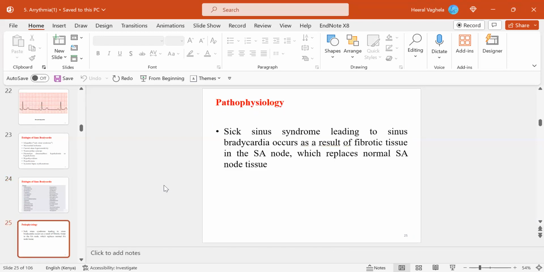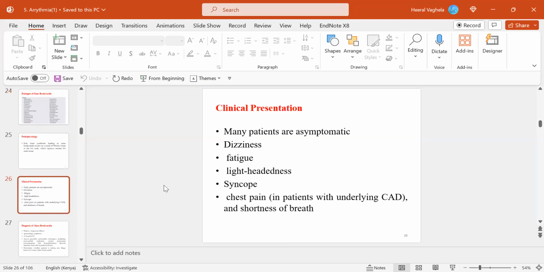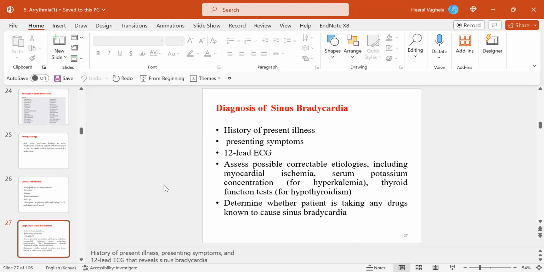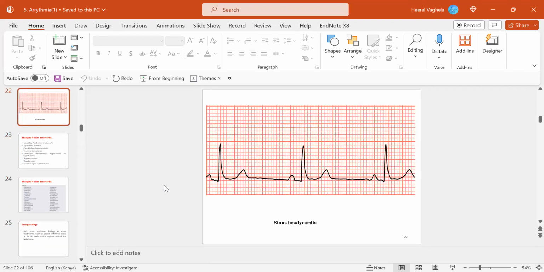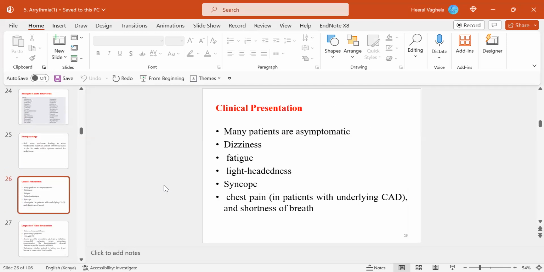Then if there is fibrotic tissue in your SA node, then that would also result in abnormal initiation or automaticity of the SA node, leading to bradycardia. And signs and symptoms, again, it's the same that we've seen in other heart diseases. Diagnosis, of course, the main one would be the ECG, where it shows fewer of these complexes, and when you measure heart rate, of course, it's lower than 60 beats per minute.